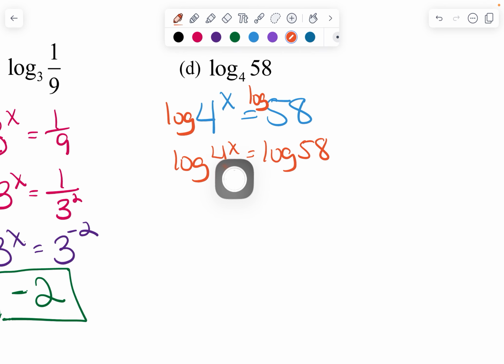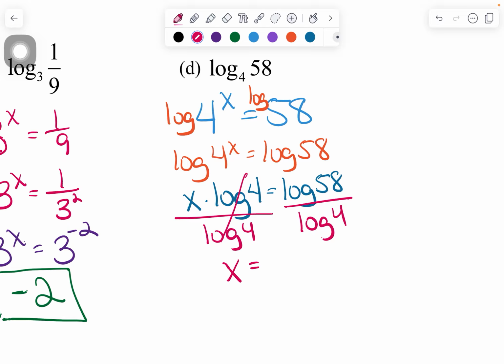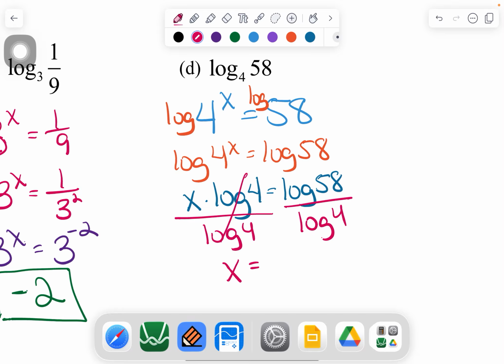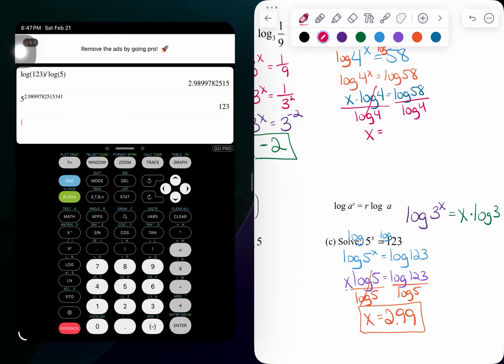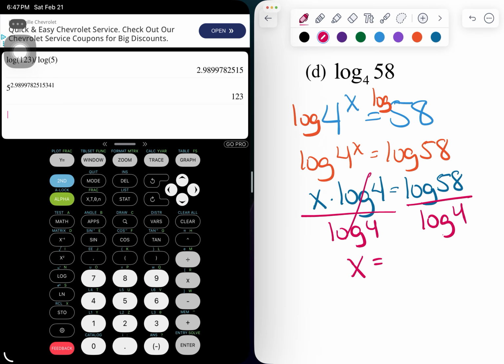And our lovely property of logarithms tells us that we can take this exponent and we can rewrite it as a coefficient. So x times log of 4 equals log of 58. And of course, I know how to undo multiplication by dividing, right? And that's why that property is so powerful. It takes an exponential problem and it turns it into a multiplication problem. We can solve multiplication. Let me go grab my calculator back. Oop, where'd my problem go? There, good. All right, resizing does wonderful things.